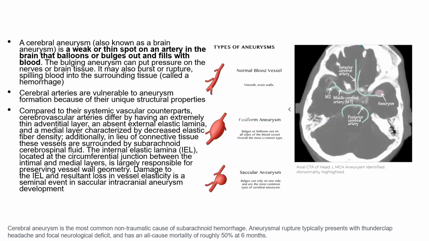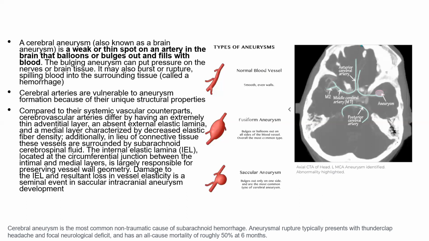Compared to their systemic vascular counterparts, the cerebrovascular arteries differ by having an extremely thin adventitia. That is, the adventitial layer is quite thin over here. And an absent external elastic lamina, which is very important for you to remember, and a medial layer that is characterized by decreased elastic fiber density. Additionally, in lieu of connective tissue, these vessels are surrounded by the subarachnoid CSF.